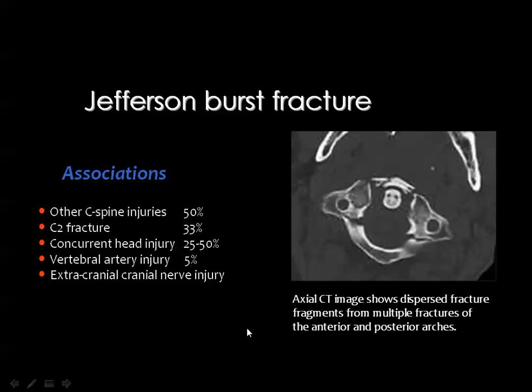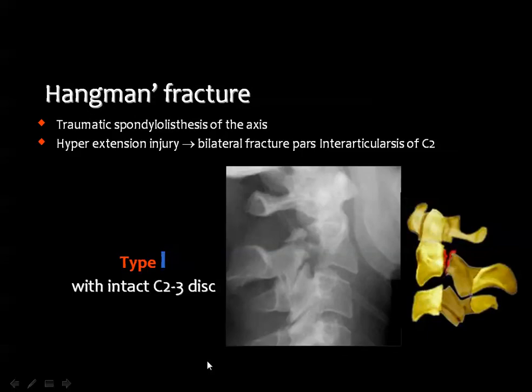This fracture may be associated with many other injuries, like injuries of other cervical vertebrae, as seen in 50% of the cases, fractures of the C2 vertebral body seen in 33% of cases, concomitant head injury in about 1/4 to 1/2 of the cases, injury of the vertebral artery, because you see the foramina transversaria where the vertebral artery crosses through, and extracranial nerve injuries may also be seen.